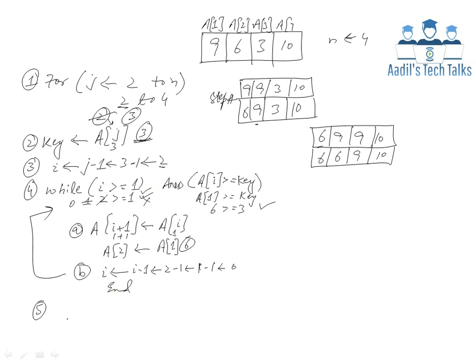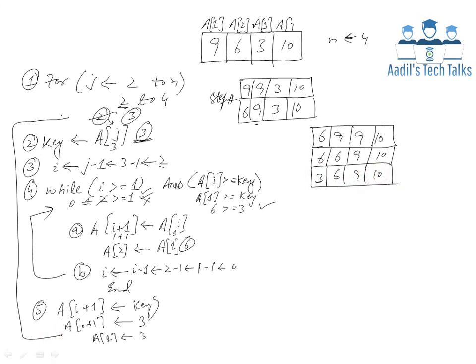In step number 5 we have a[i+1] gets key. i is 0, plus 1 gets, the key is 3. So 0 plus 1 is 1. a[1] gets 3. So this means 3 is inserted on the first location of the array. From here we move back to this position where j is incremented to 4.